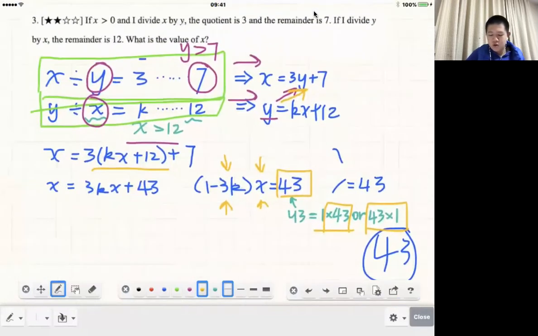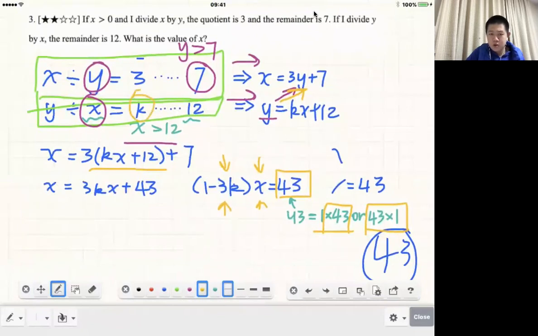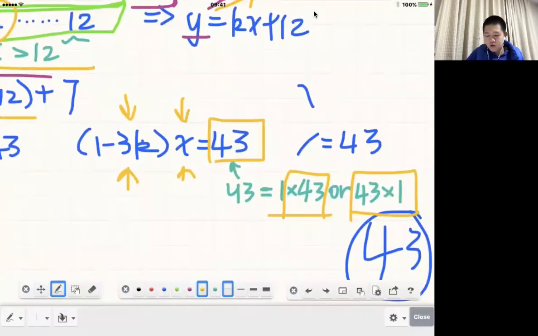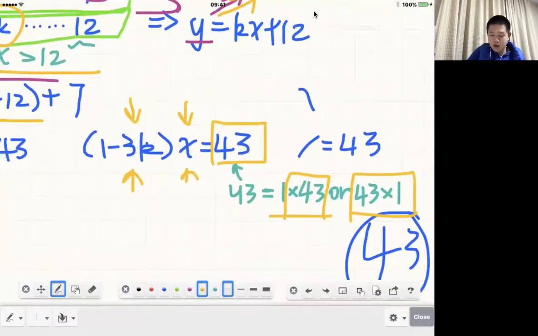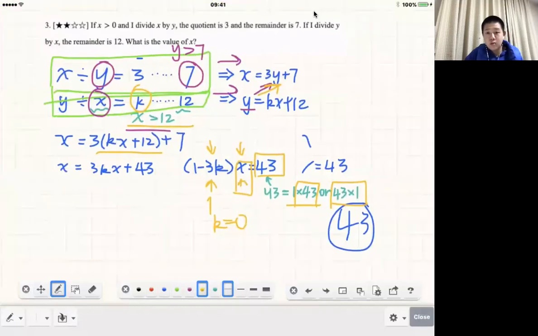From here, you can actually see that k should be positive and x should be greater than 12. In this case, you will have 1 minus 3k as 1, in which k equals 0, and consequently, x will just be 43. So the value of x will be 43.